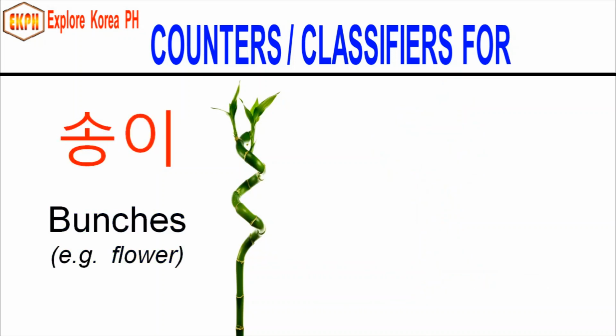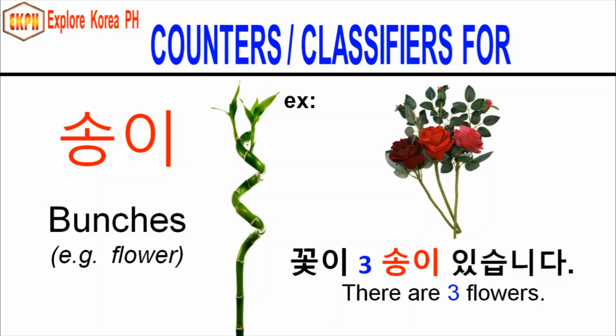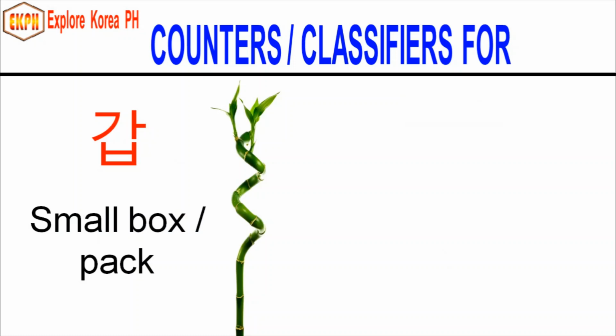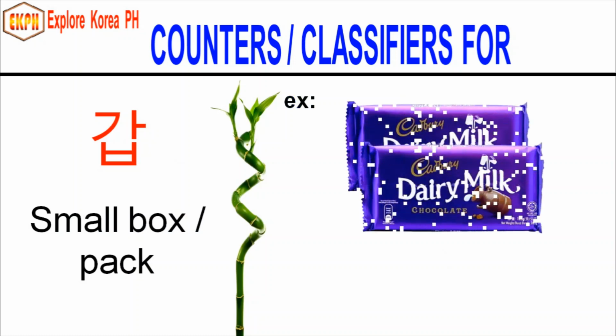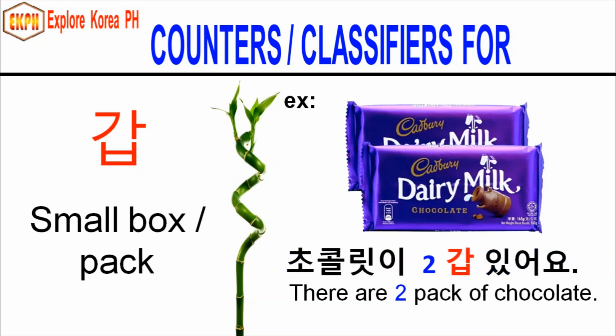Songyi is for the branches or mga bulaklak, ganyan. Okay, for example, there are 3 flowers. So, 3 piraso ng bulaklak or isang bugkos ng bulaklak, 3 bugkos ng bulaklak. Okay? 꽃이 세 송이 있습니다. Okay, cup for the small boxes or mga pakete. There are 2 packs of chocolate. Chocolate 2컵 있어요.